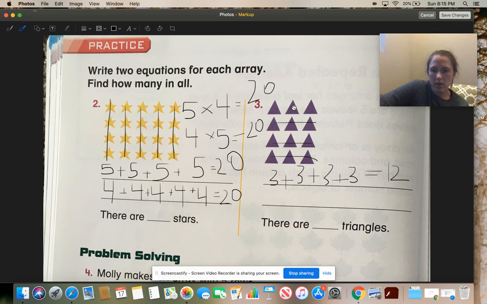Now we can do the opposite. And how many are in each column? So I have 4. So I have 4 plus 4 plus 4. So 4 3 times. 4 plus 4 plus 4 equals 12. So I have 12 triangles. Oh, I forgot over here 20 stars.